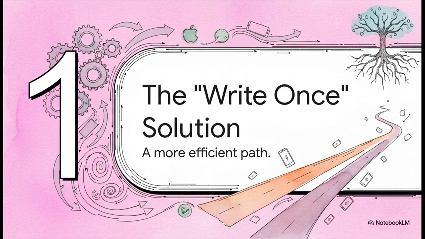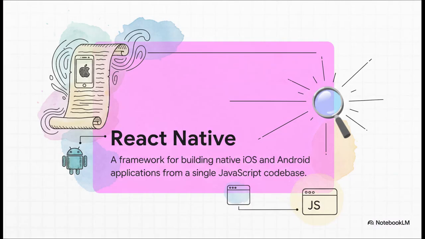But what if there's a better way? I mean, what if you didn't have to choose? What if you could take just one single, much more efficient path? Well, that is exactly the promise of this Write Once solution. And here it is. Meet React Native. Now, the key thing to understand is right on the screen. This is a framework for building truly native apps. I'm talking the real deal, for both iOS and Android. And the kicker? You do it from a single codebase written in JavaScript. Yeah, you heard that right, JavaScript. The very same language that powers a huge chunk of the web can now build your mobile app.